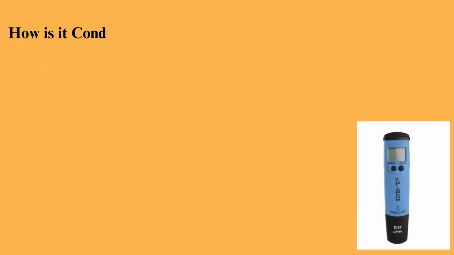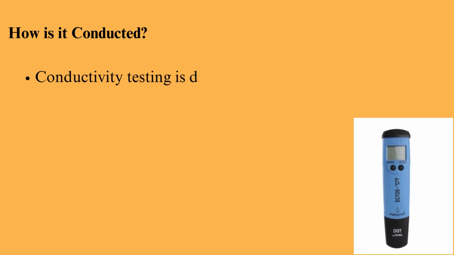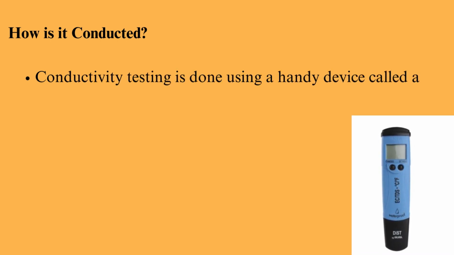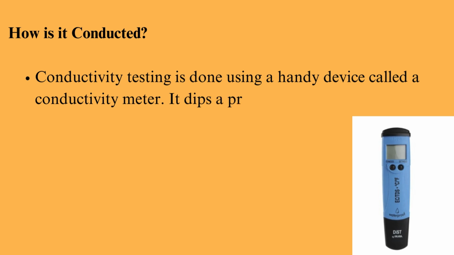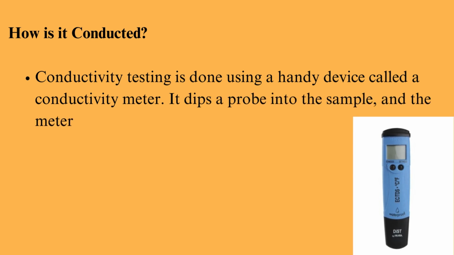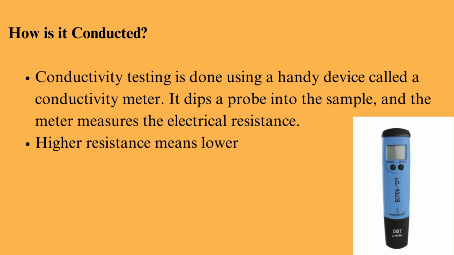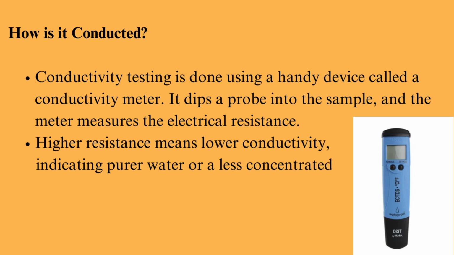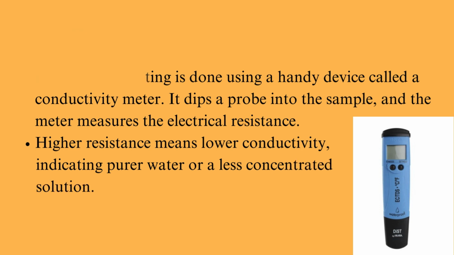How is it conducted? Conductivity testing is done using a handy device called a conductivity meter. It dips a probe into the sample, and the meter measures the electrical resistance. Higher resistance means lower conductivity, indicating purer water or a less concentrated solution.